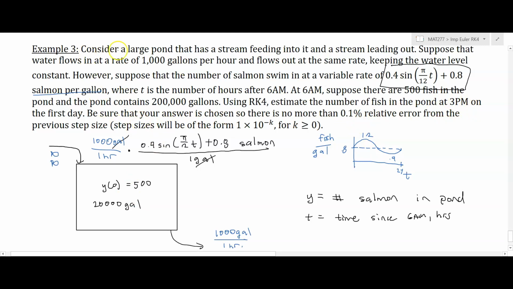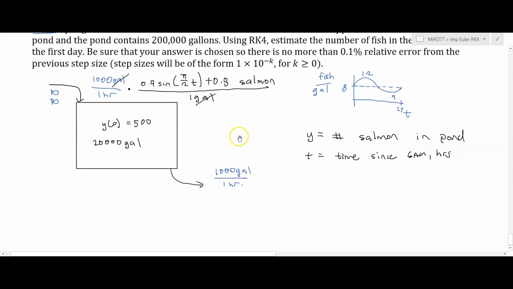on the first day. Be sure that your answer is chosen so there is no more than 0.1% relative error from the previous step size. So we're always going to do step sizes of 1, 0.1, 0.01, 0.001, etc. No reason why you couldn't just jump to a step size of 0.001, only that we just want to see how much accuracy would improve. And going from 0.001 to 0.0001 can really bog down a computer.